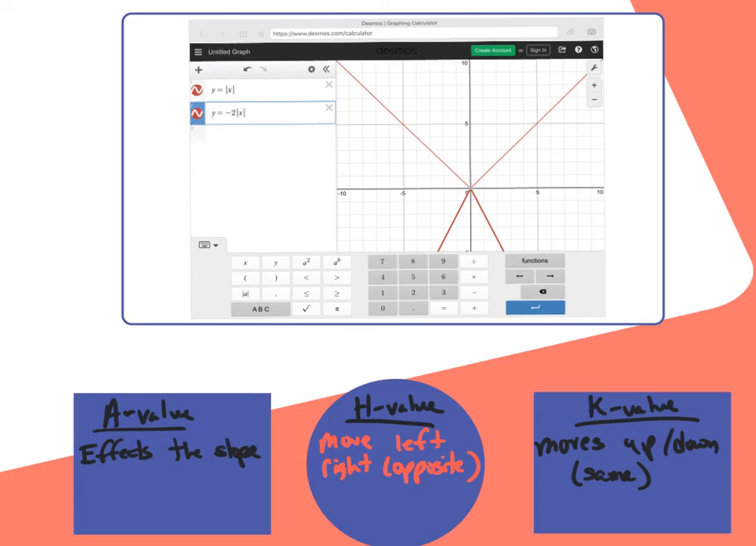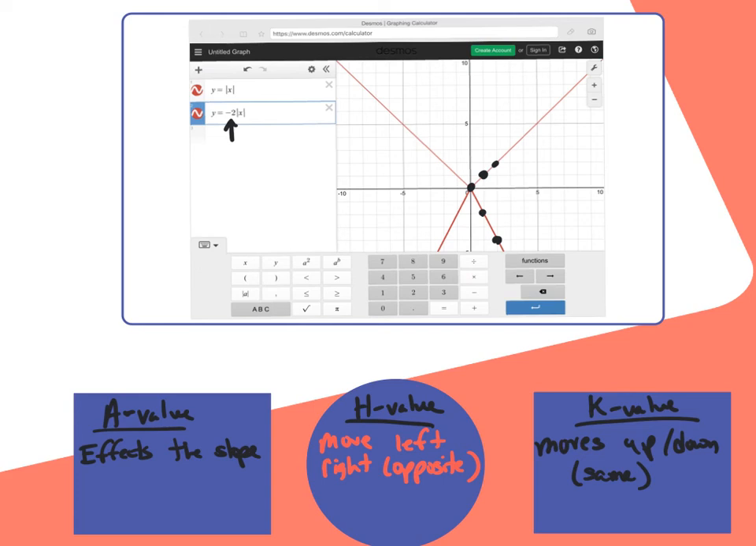you got your parent graph right here, up 1 over 1, nothing changed on that one. But now this time we're going down 2 over 1, down 2 over 1. So we still kept that idea of slope of 2, but the negative value actually flips, what we call flipping your V. Okay, so the A value can make it wider, it can make it skinnier, or it can even flip it.